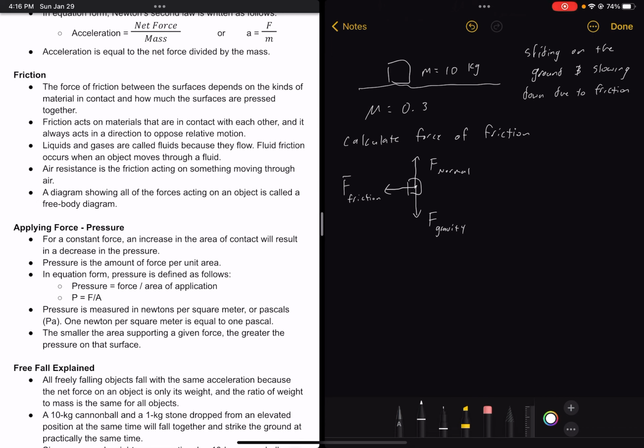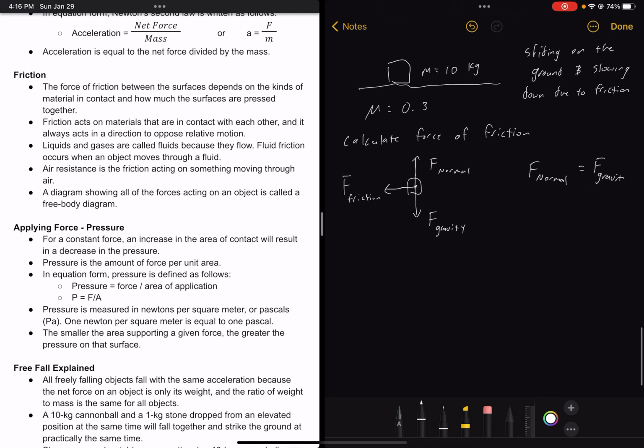Something that's important to note is this box is going to be accelerating. It's going to be slowing down, so there's going to be some acceleration going to the left, but it's not going to be accelerating up or down. In this case, it's not going up in the air or falling through the ground. The forces have to be balanced in the y direction. So just note, generally speaking, the normal force is equal to the force of gravity.